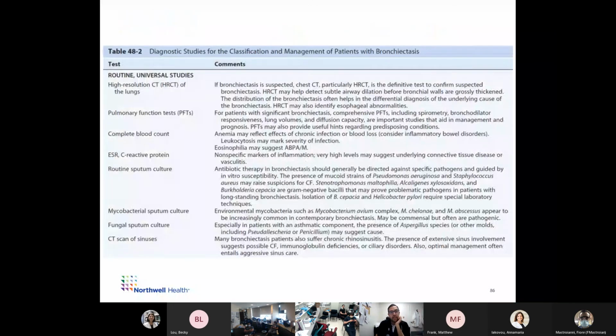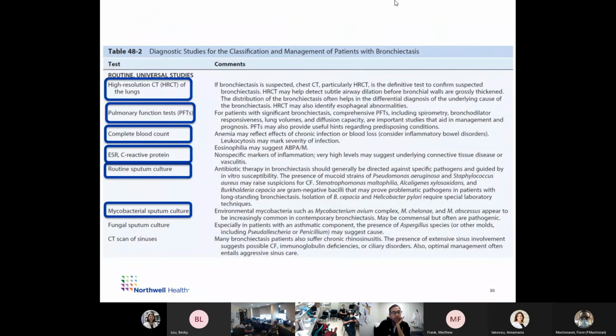But in the diagnostic evaluation of these patients, like we said, CT is very important, PFTs, a complete blood count. Some people like to measure ESR and CRP as non-specific markers of inflammation. But a sputum culture is mandatory in anybody who has symptoms of bronchiectasis with associated findings on CT. And a sputum AFB is mandatory. And these cultures should be done serially. And of course, with any exacerbation, a routine sputum culture should be performed.